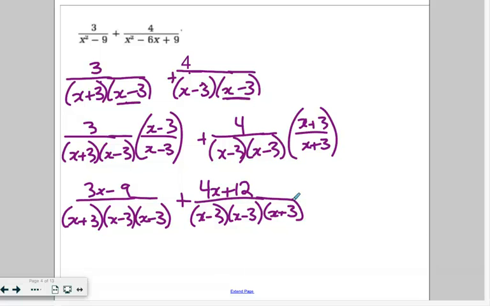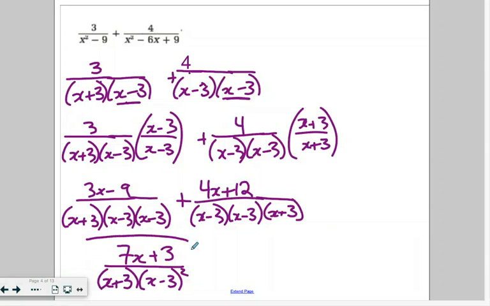I am good now to combine my like terms in my numerator, right? So 3x plus 4x gives me 7x, negative 9 plus 12 gives me a positive 3. And in my denominator, I have x plus 3, and I have 2x minus 3's, which I can leave factored out like that, or I can simplify it by writing it as 2x minus 3 squared, because I have 2 of them. You could attempt to factor this further, but the numerator doesn't factor at all. There's no common factor between 7x and 3, so again, this is my final answer.